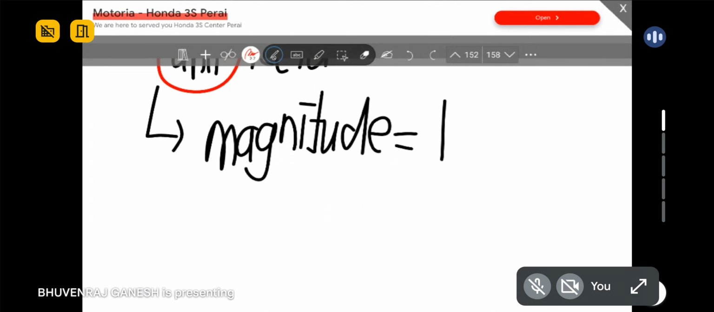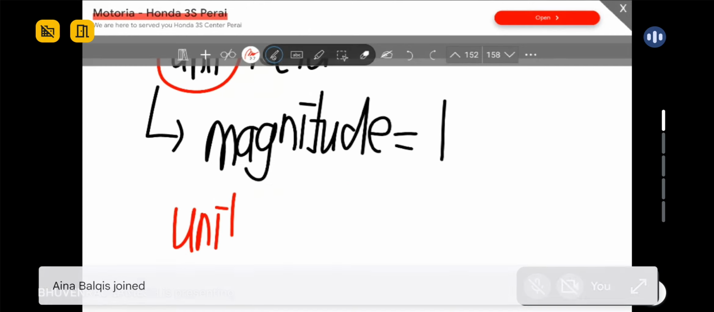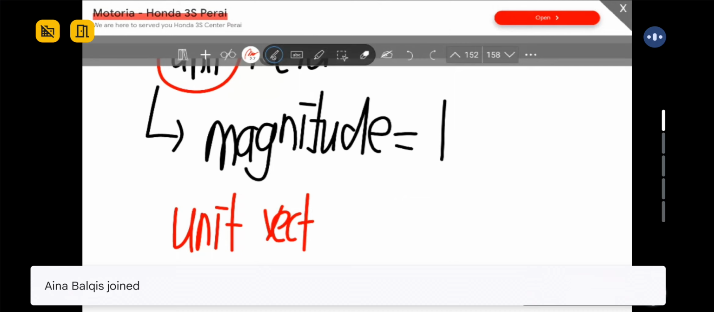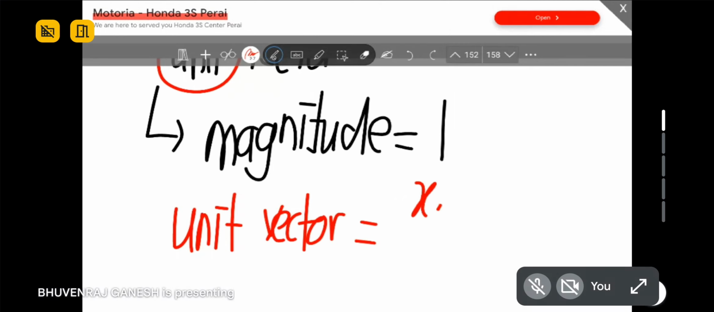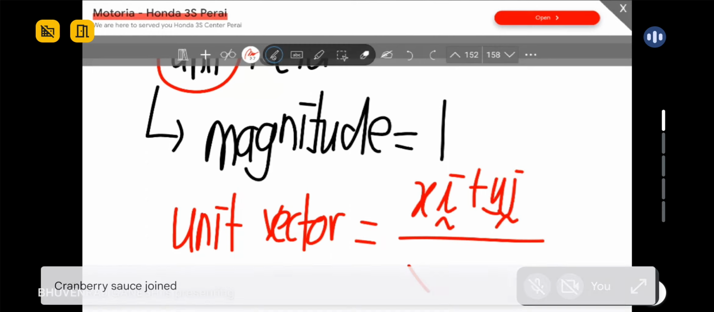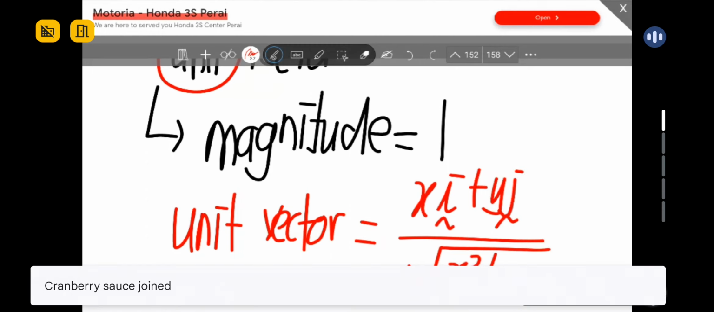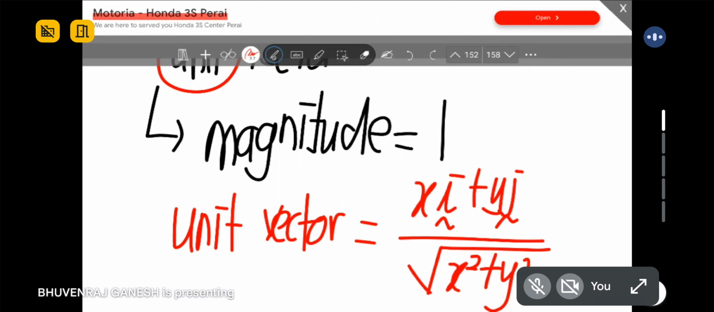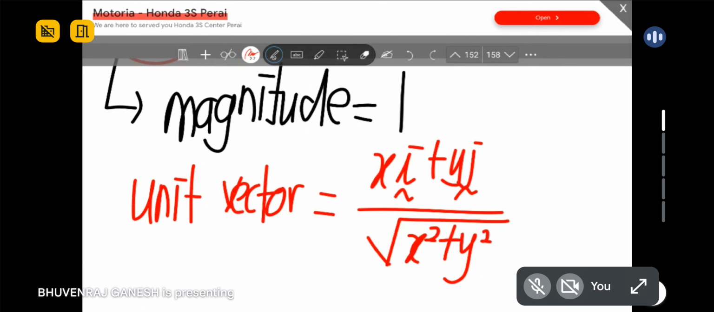Come on. What's the formula, guys? Unit vector. If you forget, you can say forget. Don't worry. Kalau lupa, kata lupa saja. Okay, for unit vector, the formula is xi plus yj, and then divide by square root of x square plus y square. Do you all still remember this formula, guys? Masih ingat rumus ni? This one is for unit vector.